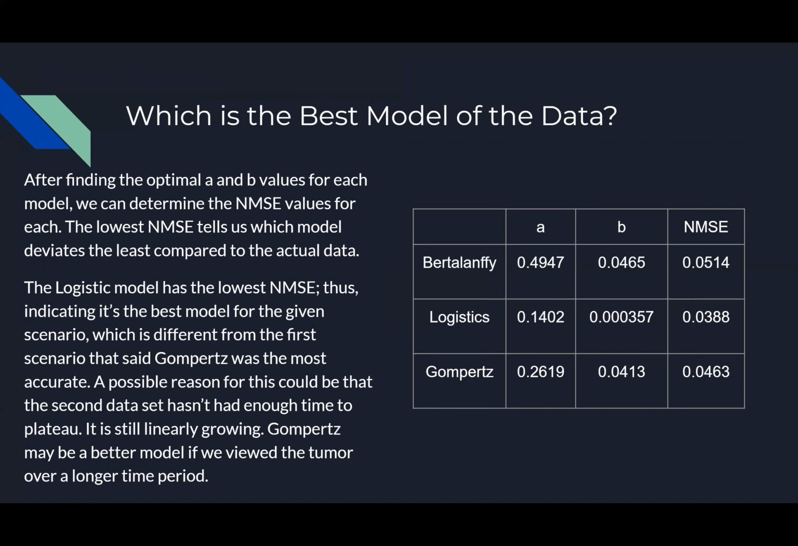Now, this is different from the Gompertz, which we saw in the last experiment. The possible reason for this is that the second data set hasn't had enough time to plateau. It is still in its linearly growing phase. The Gompertz model may have been a better model if we saw the tumor growth over a longer period of time.